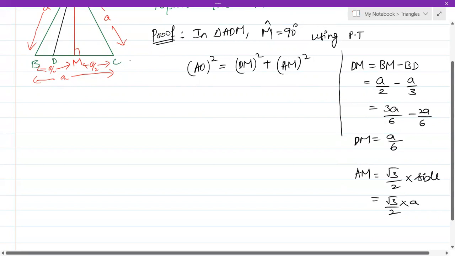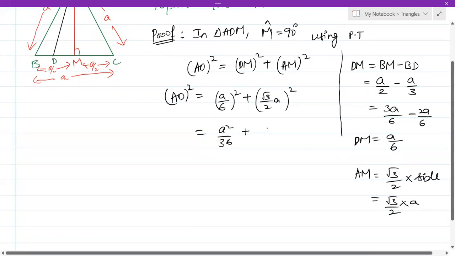Let's substitute here. So AD square is equal to DM value A by 6, the whole square, plus AM value root 3 by 2 into A, the whole square. A by 6, the whole square is A square by 36, plus root 3, the whole square is 3, 2, the whole square is 4, A square is A square.